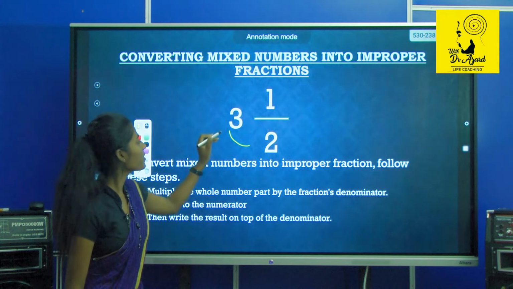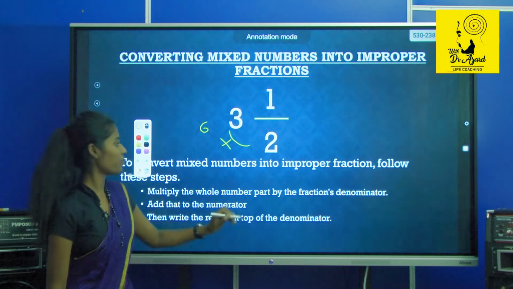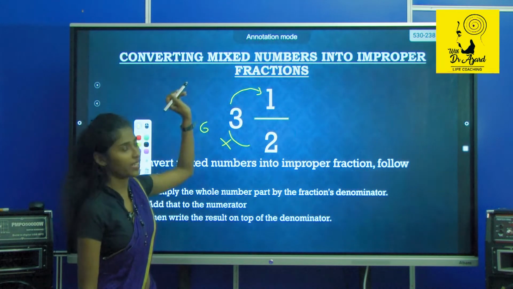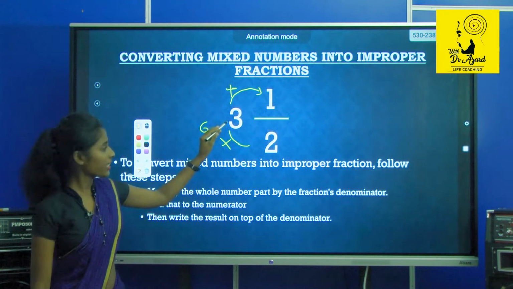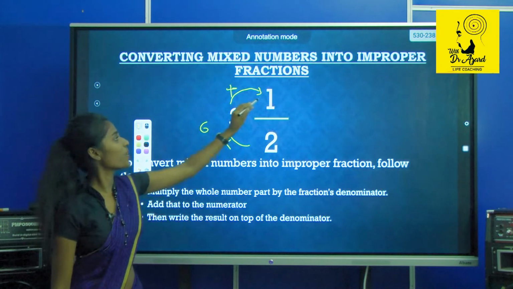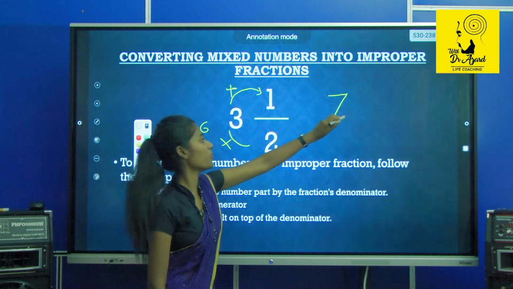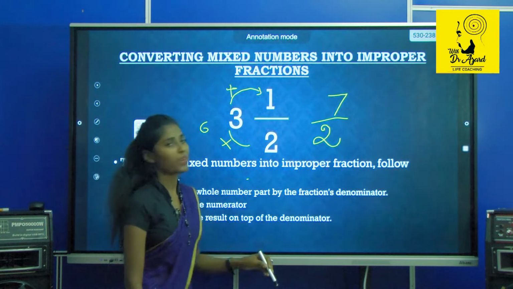Whole number 3 multiplied by 2 is 6. You have to multiply. And next step, you have to add the answer to the numerator. 6 plus 1 is 7. So, 7 is the numerator and the denominator won't change. It must be 2.